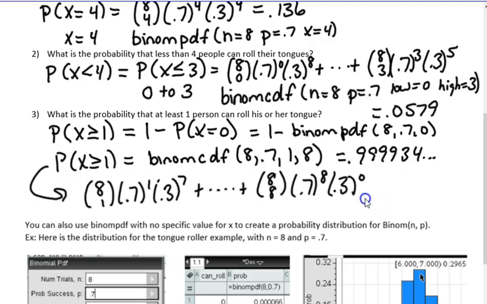So right now, I would like you to name that it's a binomial model, say what n and p are, use the probability notation, show the formula, but then use the function on the calculator to do the actual probability.